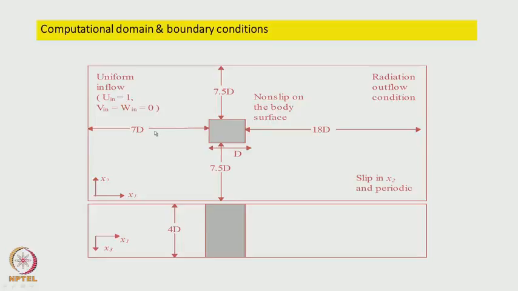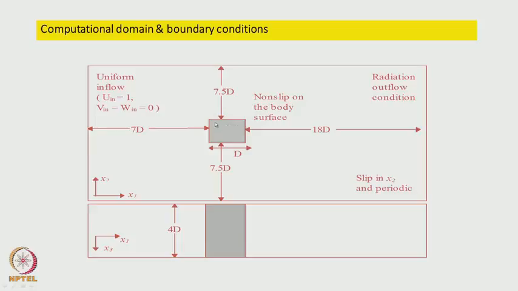So, now the question is how this 7d is decided, why is it not 9d or 5d, and similarly for other dimensions. This decides the solution accuracy, and there is a particular exercise that one has to do before arriving at the extent of the domain.